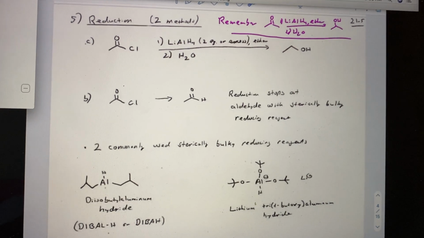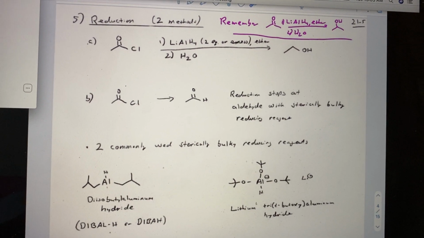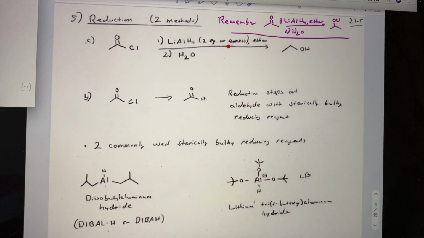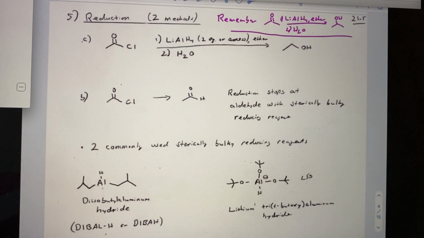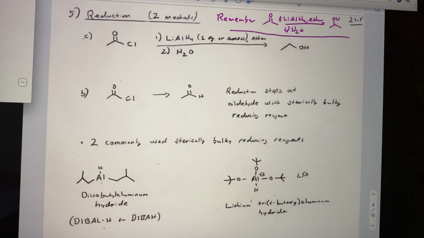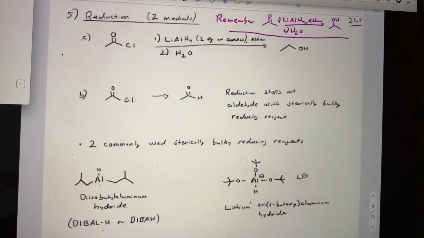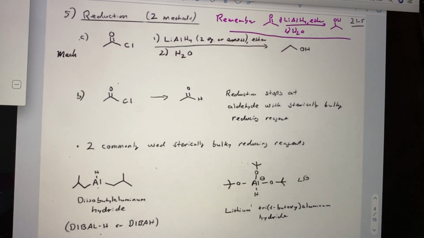This reaction is suggesting that we can take our acyl chloride, lithium aluminum hydride, it says 2 equivalents or in excess, again with ether. And it looks like we go all the way down to a primary alcohol. So let's see if we can come up with a mechanism for that and squeeze it in the very small amount of space that I left here.